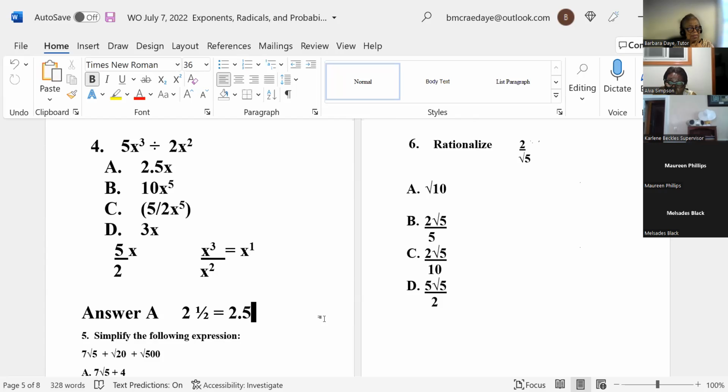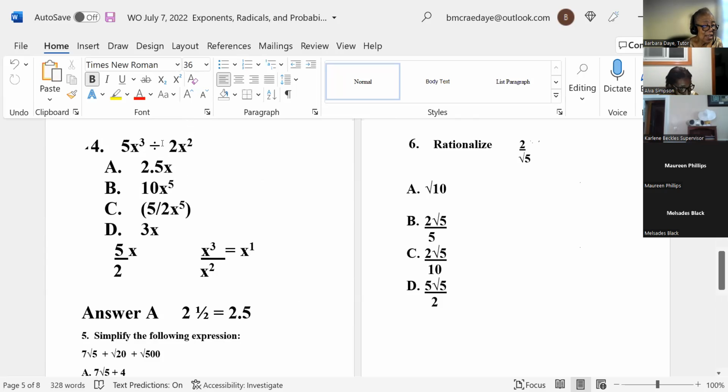I multiplied. I said 2, 5, 10. Yes, but you took that division sign and made it multiplication. That's a division. You can't do that. Okay. Yeah, if this was multiplication, then it would be 5 times 2 is 10, and 3 plus 2 is 5. So B would be correct if this were a multiplication, but it's not.